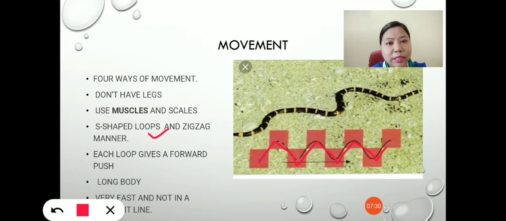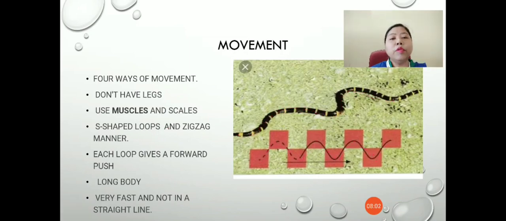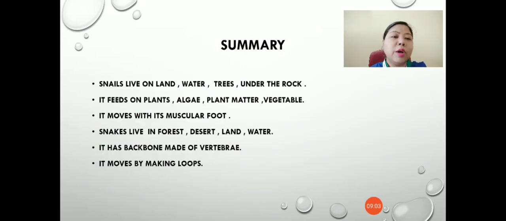Many small muscles are attached to the small vertebrae, and they help in the movement of the snake, and each loop gives a forward push. So as the snake moves, many loops are being formed, and each time it makes a loop, the loop helps in pushing the body of the snake forward. It gives a forward push, and it moves very fast, and it does not move in a straight line. It always moves in a zigzag manner, and the shape in which it moves is S-shaped loops. This is how the snake moves.